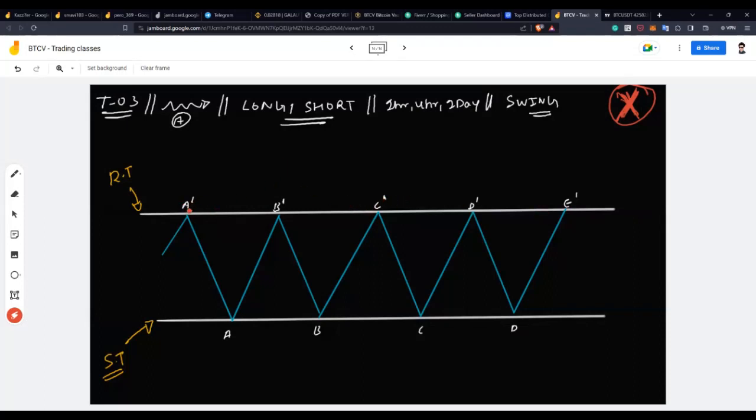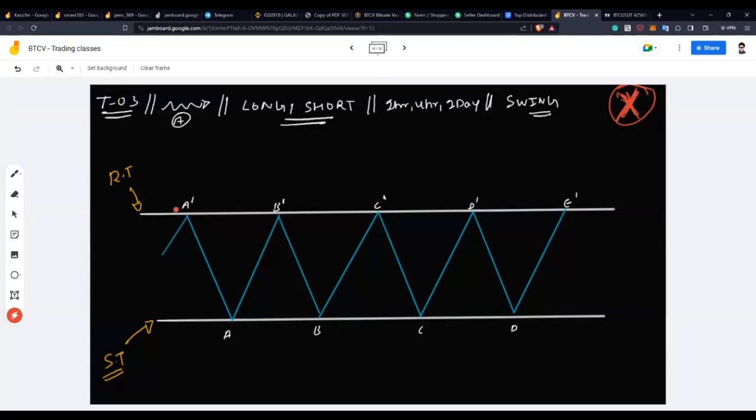Now we have points A dash, B dash, C dash, D dash, E dash. Great. Now you know everything. So if the market is moving up, you have to enter right here, exit right here, and put a stop loss right here. That we know. If the market is going down, then of course you have to put an entry right here, exit right here, and a stop loss right here.